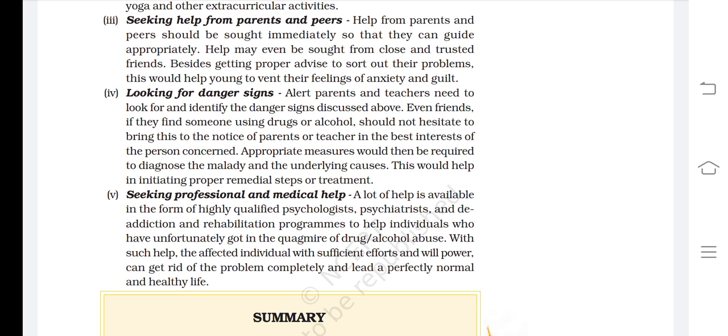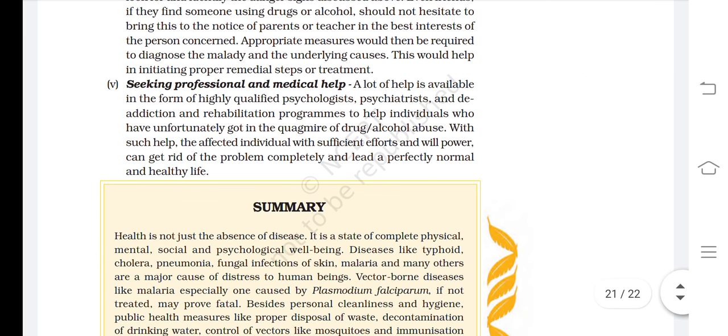Seeking professional medical help. A lot of help is available in the form of highly qualified psychologists, psychiatrists, and de-addiction rehabilitation programs to help individuals who have unfortunately got into the quagmire of drug and alcohol abuse. With such help, the affected individual with sufficient efforts and willpower can get rid of the problem completely and lead a perfectly normal and healthy life.